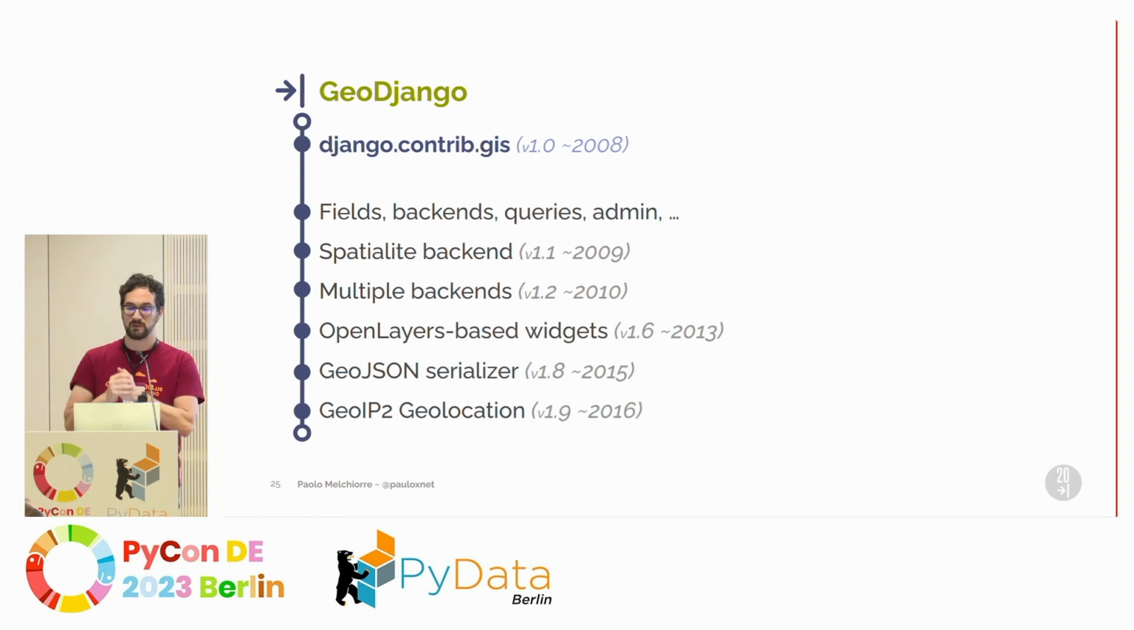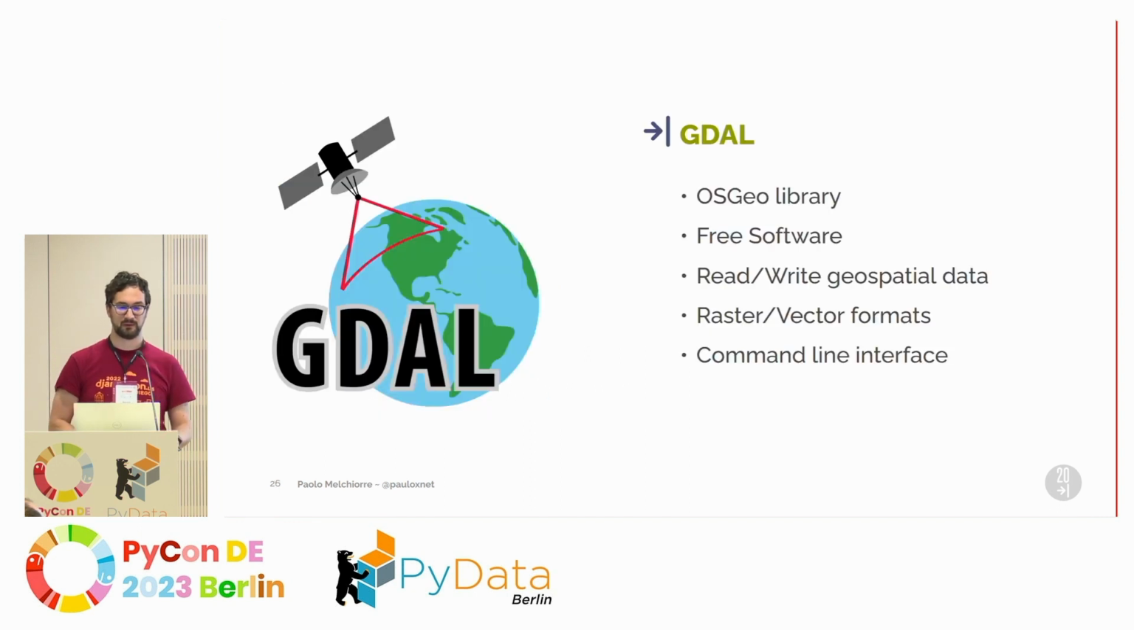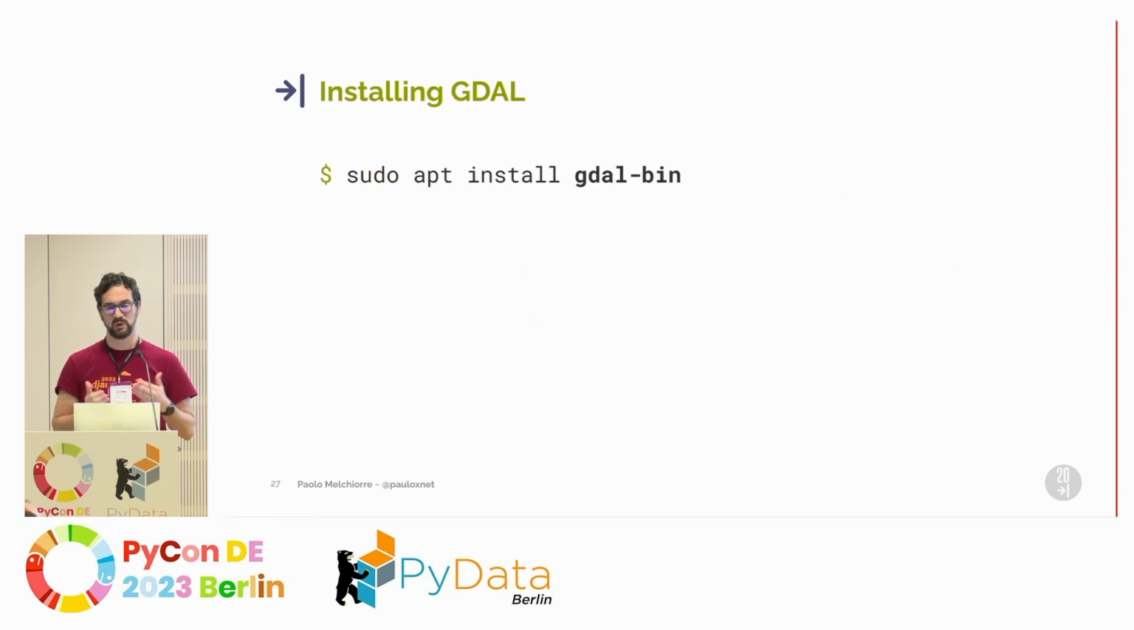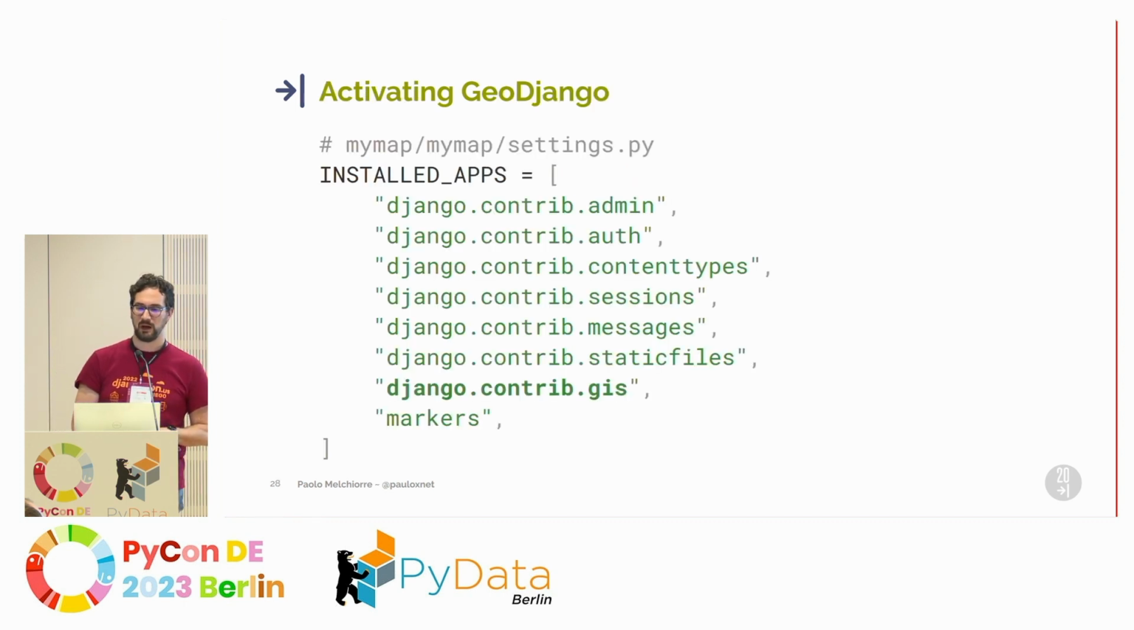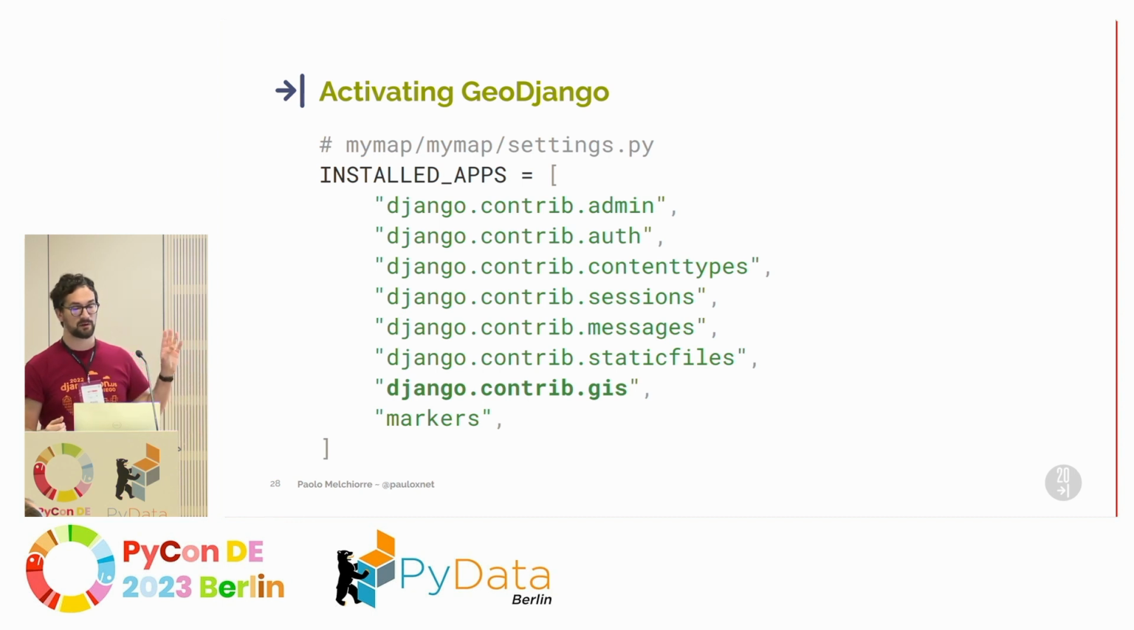Before activating it, we need to install some requirements. A mandatory GeoDjango requirement is GDAL. It's an OSGeo library for reading and writing raster and vector geospatial data formats. It has a variety of useful commands for data translation and processing. To easily install the GDAL package on a Debian-based system, you can use the apt package manager in this simple way. And we can now activate GeoDjango by adding the contrib GIS module to the installed apps in our project settings.